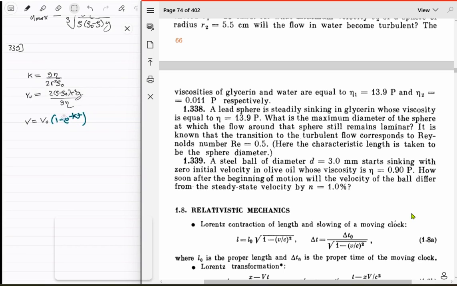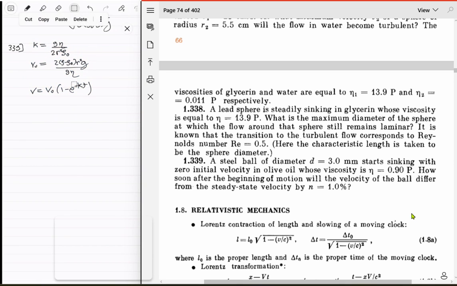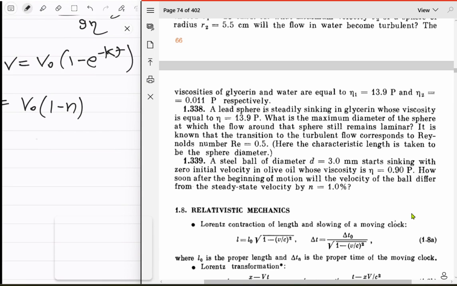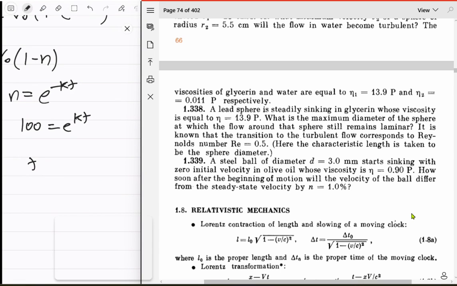So what was our answer? What was the question? Sorry, it was: how soon after the beginning of motion will the velocity of the ball differ from the steady state velocity by eta equal to 1%? So what does that actually mean though? It means that V will of course be less, so V naught times 1 minus eta. That basically happens when eta is equal to e power negative kt, and eta is of course just 1%, so 100 is equal to e power kt. That will happen when t is equal to 2 natural log of 10 upon k.